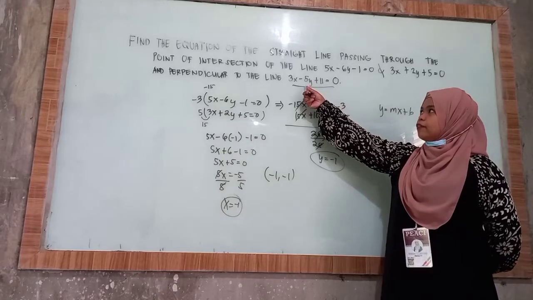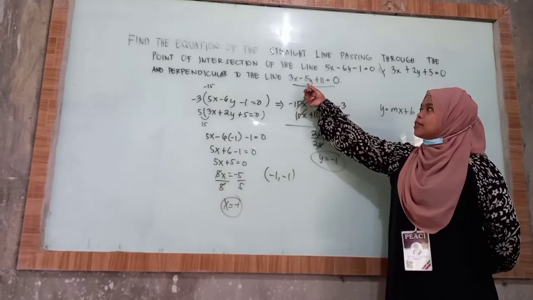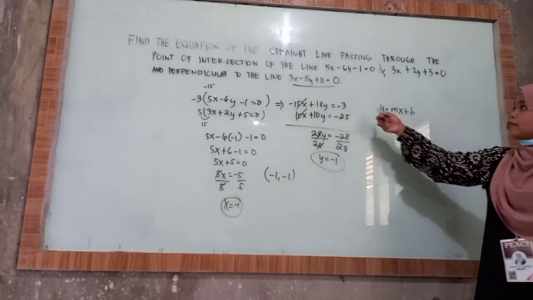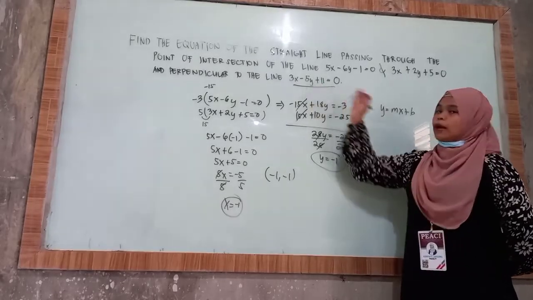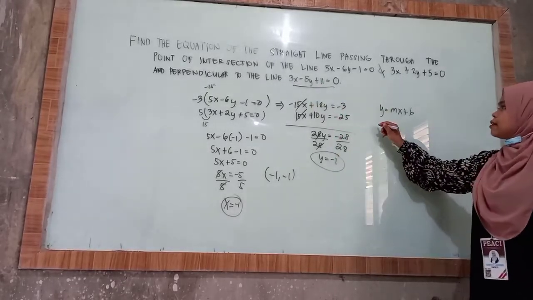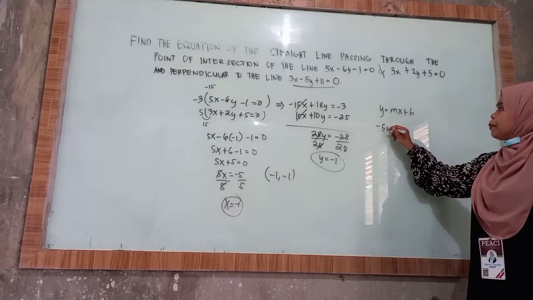Since naka-standard form yan, so I am going to write this equation into this form. So positive, yung may variable y, remain lang siya sa left side. So magiging negative 5y.